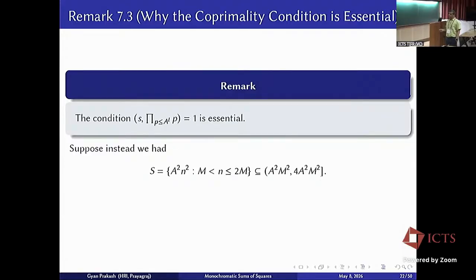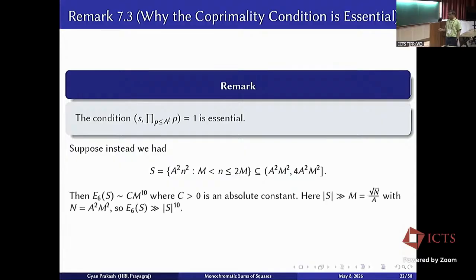So suppose instead we have S equal to A square N square, and N is lying between M and 2M. So you take all the squares in this interval which are multiples of A square. How many such squares are there? There are M many squares, because the number of possibilities for N is M, and each possibility will give you a different square. So the cardinality of the set is M. And we can see actually this E6S is essentially a constant times M to the power 10.